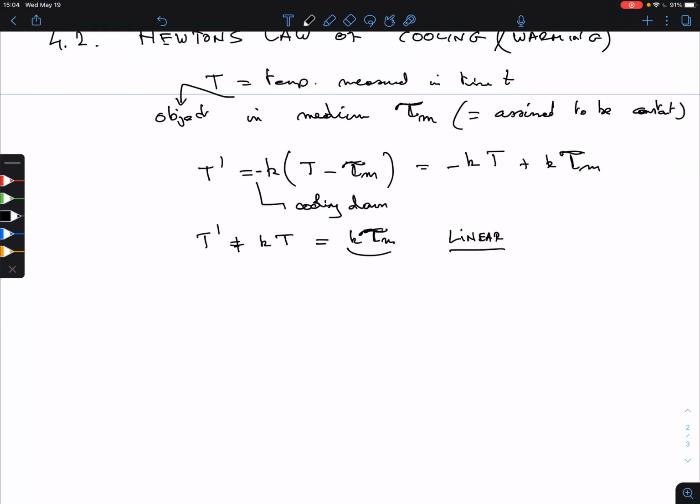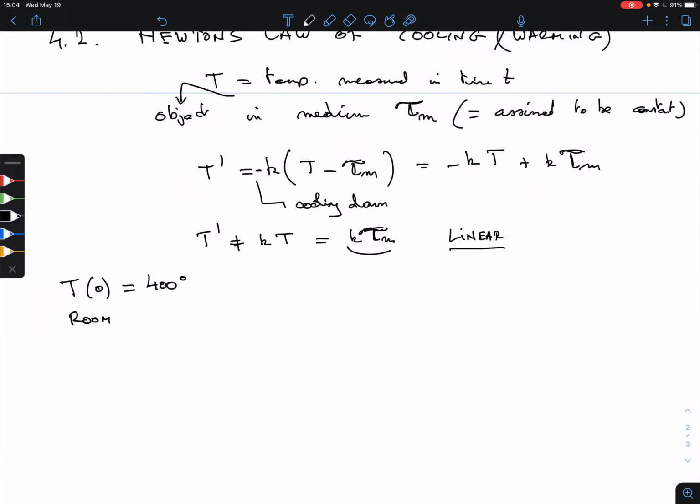It's cooked, and so its initial temperature, what is that? That would be T0, right? Remember, T is the temperature of an object, and the initial temperature is 400 degrees Celsius. Let's just work everything in centigrades. And it's cooled in a room, so the room is 25 degrees. A big room, so this is what my tau m was, the temperature of the medium. And we don't know k, but we can make observations.